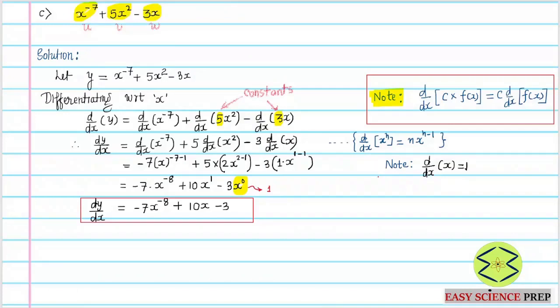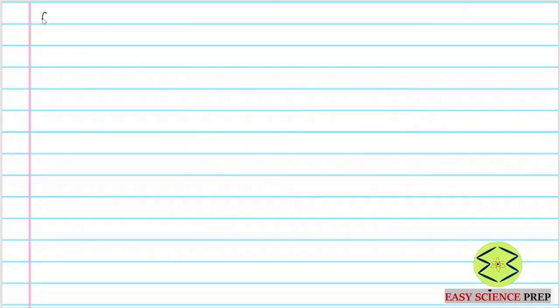So this was the third question. We have found the derivative of x raised to minus 7 plus 5x square minus 3x as minus 7 x raised to minus 8 plus 10x minus 3. Now suppose we have sin x minus 2 tan x plus 3 cos x. We have to find the derivative of this particular function. We will again follow the same procedure.